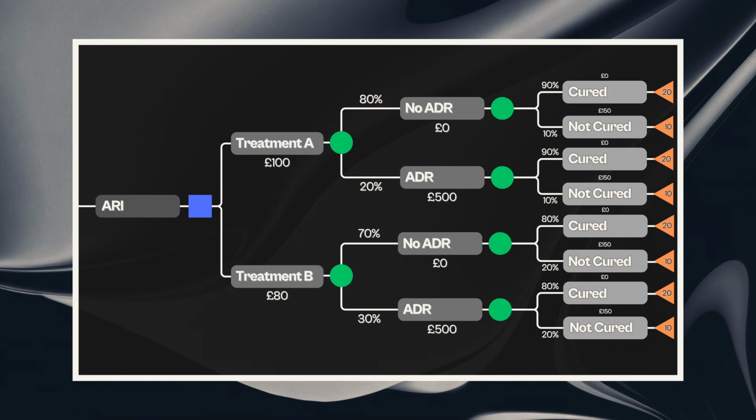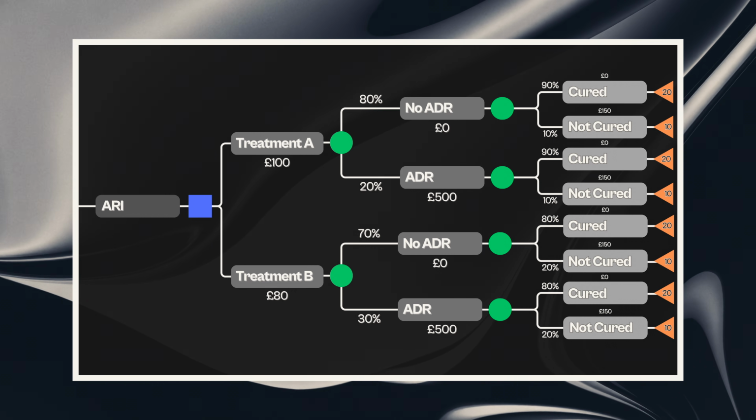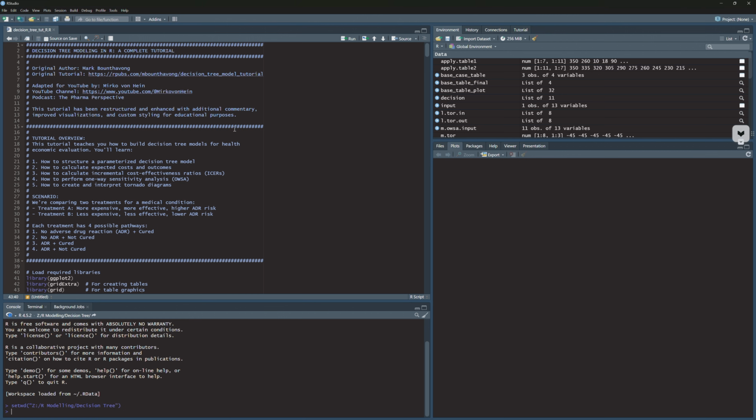The key principle of decision trees is that we can calculate expected values. That's the probability weighted average of all possible outcomes, which gives us a single number for expected costs and expected life years for each treatment. Then we can calculate the incremental cost effectiveness ratio to determine if treatment A is worth the extra cost. Now let's see how we build this in R.